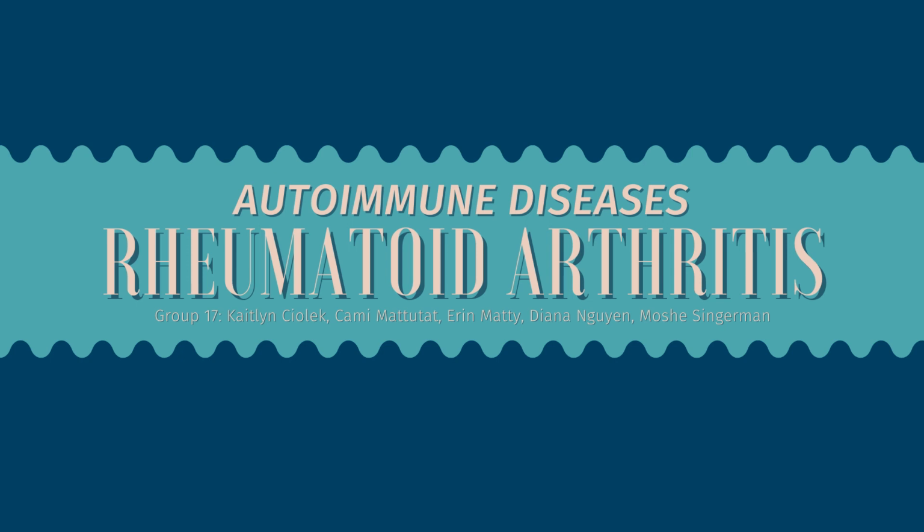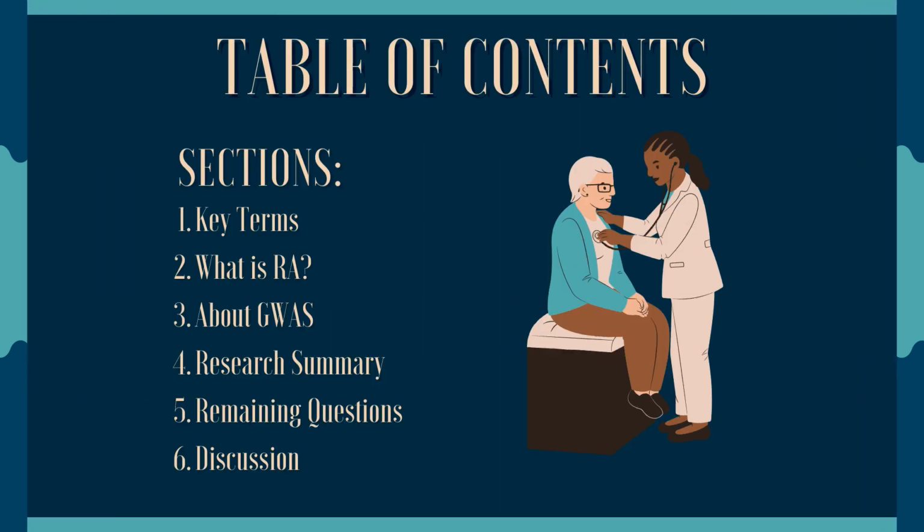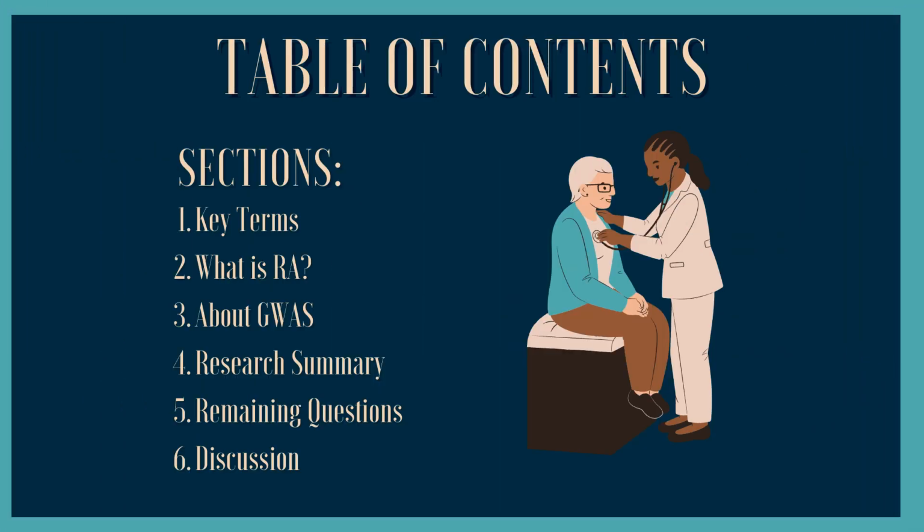This semester we have been researching autoimmune diseases, and the topic we chose to do our capstone project on is rheumatoid arthritis, or more commonly known as RA. In this lecture, we will go over some key terms about autoimmune diseases, the pathophysiology of RA, the results from our GWAS study, our one-page research summary, and any remaining questions and discussions about our topic.